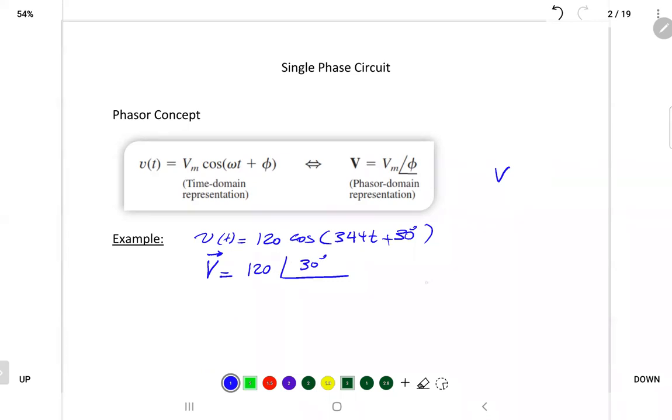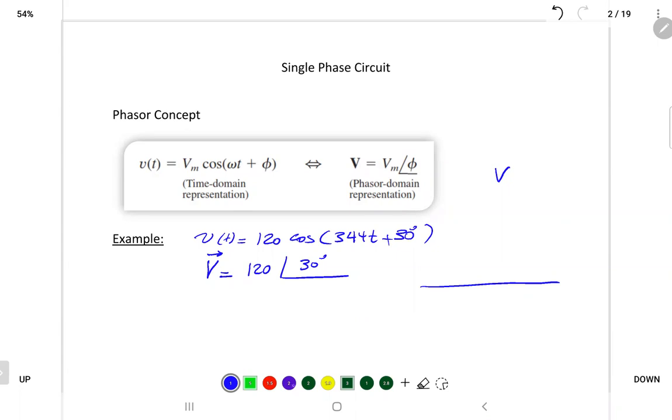And how do you sketch it? That's your reference, angle zero. If this voltage was 120 cosine 344t, with angle zero, you just sketch the phasor diagram of the voltage along this horizontal line. But in this case, it's shifted by 30 degrees and it's positive. When it's a positive angle, it means it's going to be above the horizontal zero line.